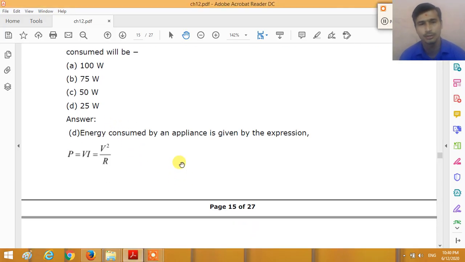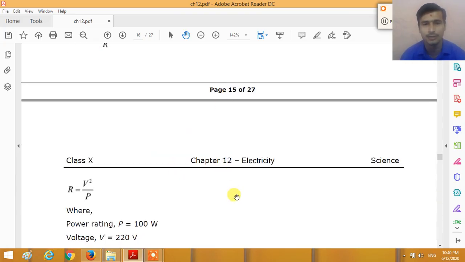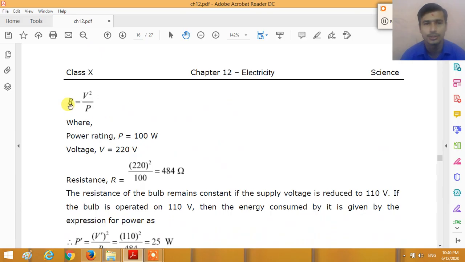Dear students, we know that the formula of electric power, the energy consumed by an appliance, is given by the expression P is equal to V into I, or we can say V square by R. Yes, it is the formula of electric power consumed by the electric appliance. P is equal to V square by R. Here the voltage is given to you, but we need to calculate the electric resistance of the appliance. So how do we calculate the electric resistance? Resistance R is equal to V square by P.